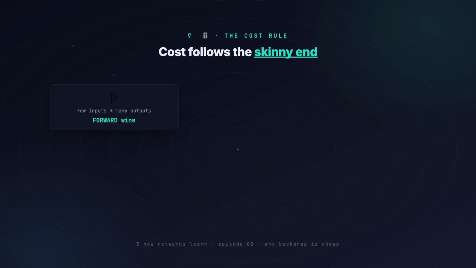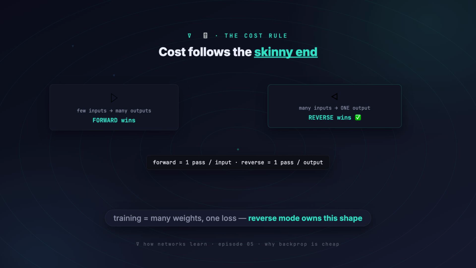Here's the rule that decides it, and it's the most important sentence in this episode. Forward mode costs 1 pass per input you differentiate. Reverse mode costs 1 pass per output you differentiate. So the shape of your function chooses your mode. Forward mode is cheap when you have few inputs, many outputs. Reverse mode is cheap when you have many inputs, one output. Now look at training. A million weights as inputs and a single scalar loss as the output, one output. That is the most lopsided case imaginable. And it's exactly the case reverse mode was built for.